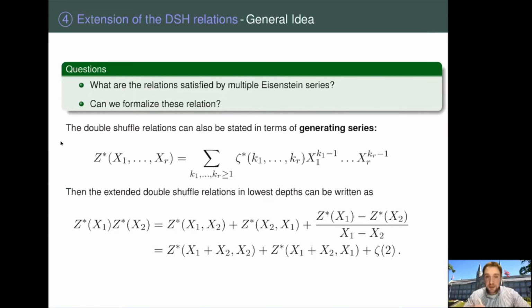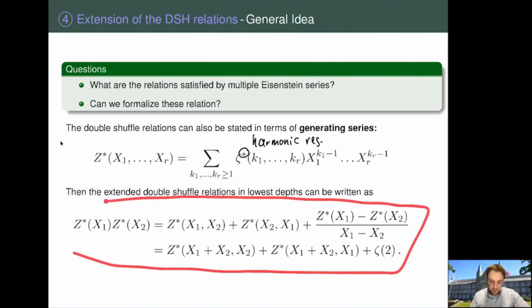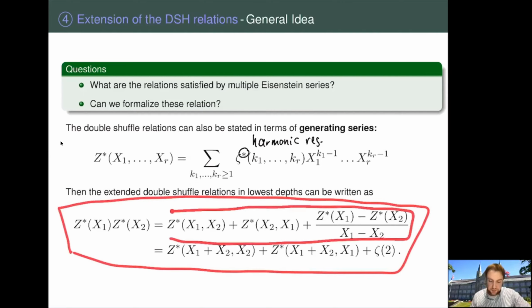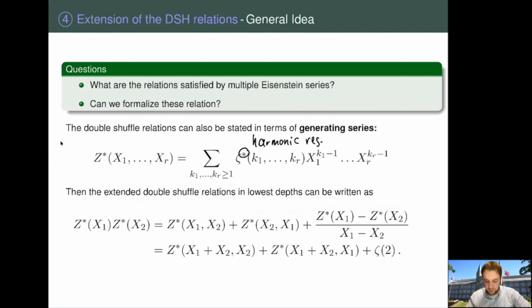So, and this I first want to make clear in the case of zeta values. So let's consider the generating series of multiple zeta values, where this star here means that I consider the harmonic regularized multiple zeta values, which just means that I can make sense of these numbers for all indices such that they satisfy the harmonic product. And then these extended double shuffle relations can be written down in terms of the generating series like this. So here the first part, you can check that this exactly corresponds to the harmonic product, and the second part to the shuffle product.